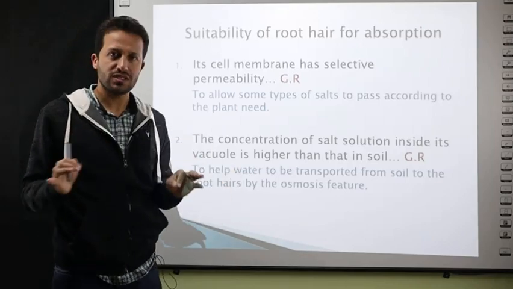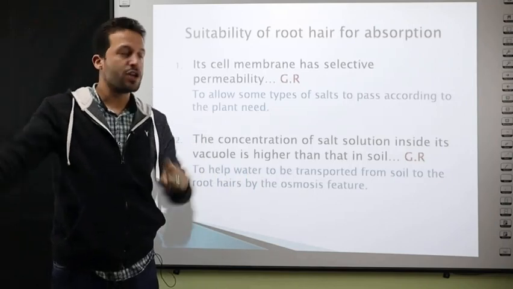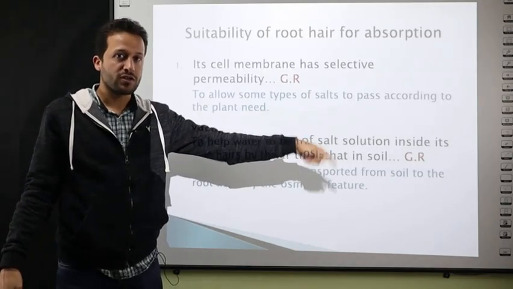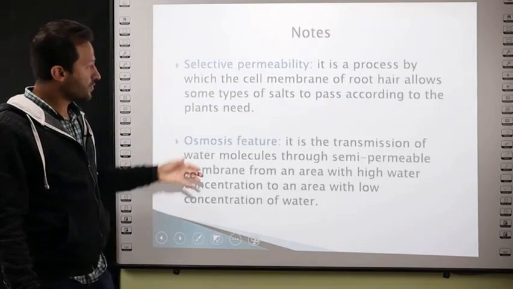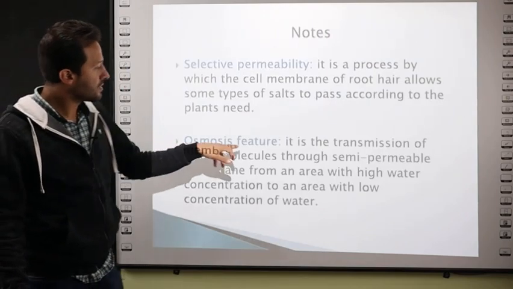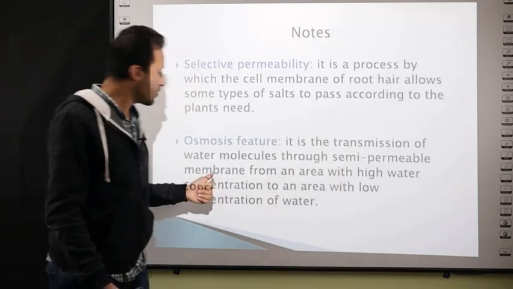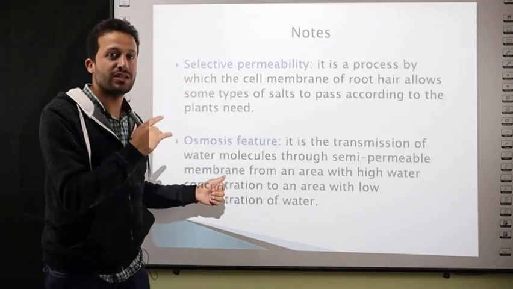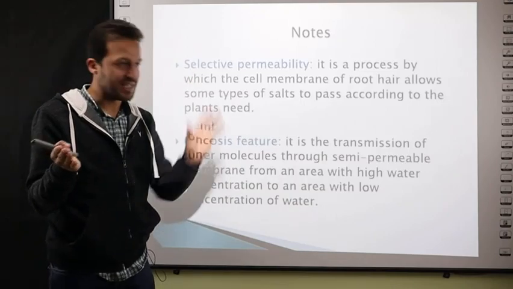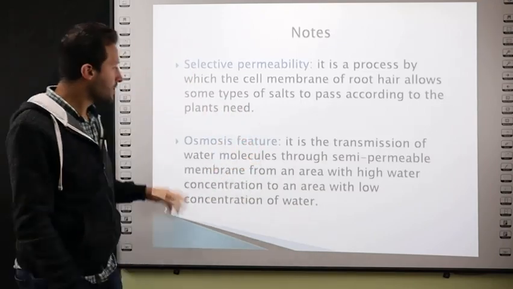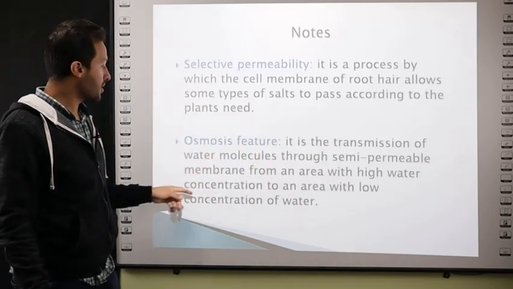What is the meaning of osmosis? Osmosis means movement of water from the higher concentration medium, the soil, to the lower concentration medium, the root hair, through the cell membrane. And this is the definition of osmosis. We said osmosis is the transmission of water molecules through a semi-permeable membrane. Selective permeability means semi-permeable. Okay? So it is the transmission of water molecules through a semi-permeable membrane from an area with higher water concentration to an area with lower water concentration.